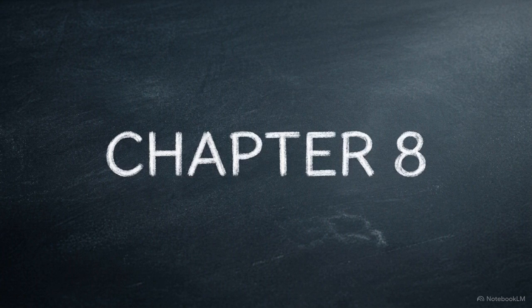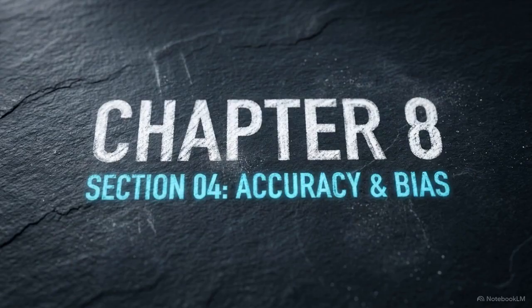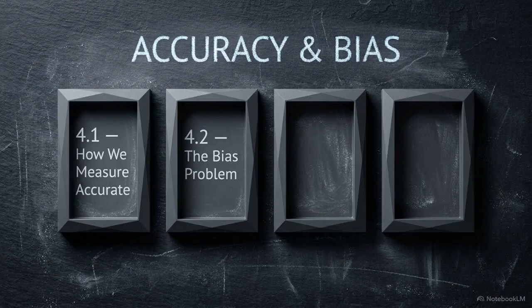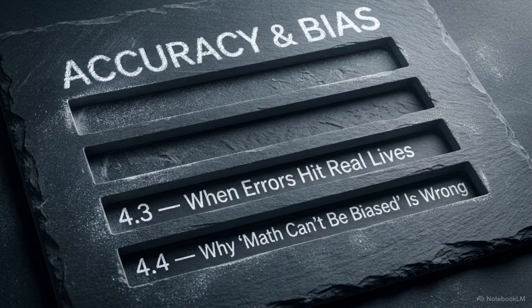Welcome to Chapter 8 of our series on computer vision and facial recognition. In Section 4, we're looking at accuracy and bias, specifically whether these systems actually work and who they work for. To understand the limits of this technology, we will break this down into 4 parts: how we measure accuracy, the problem of bias, what happens when errors impact real lives, and why neutral math is a myth.